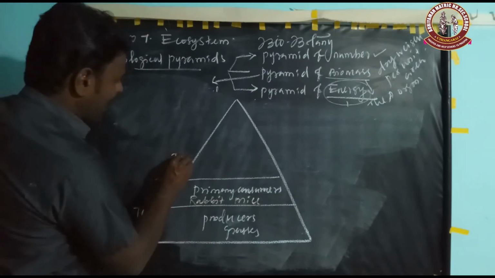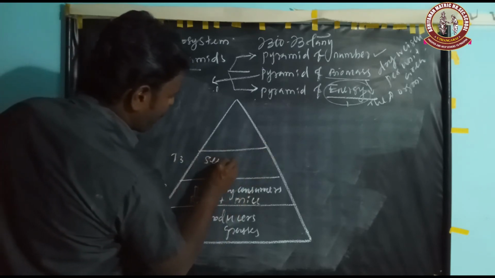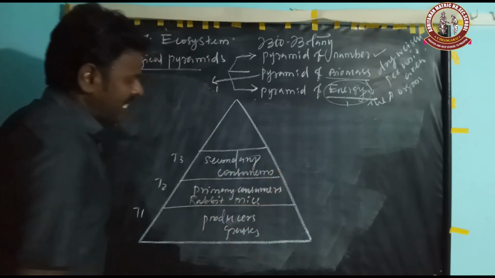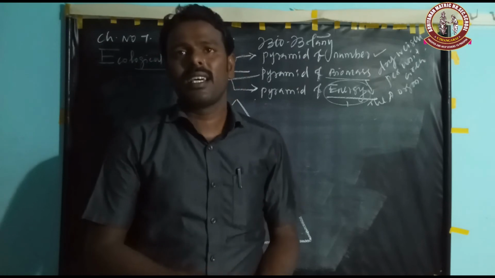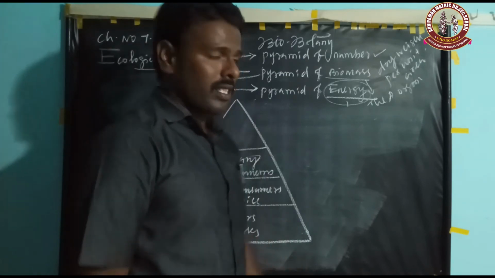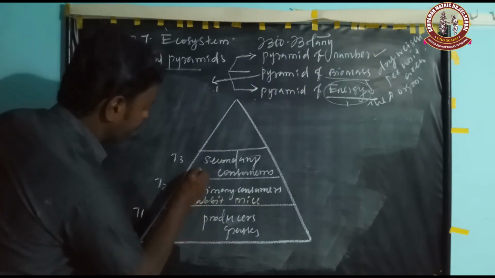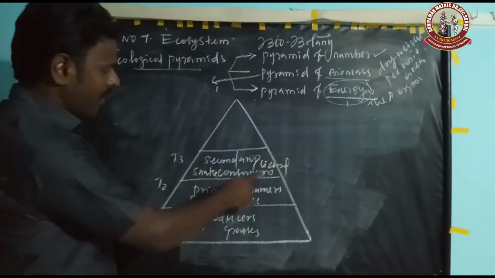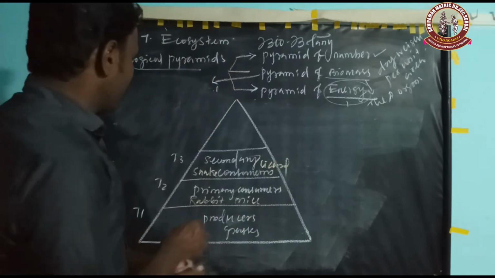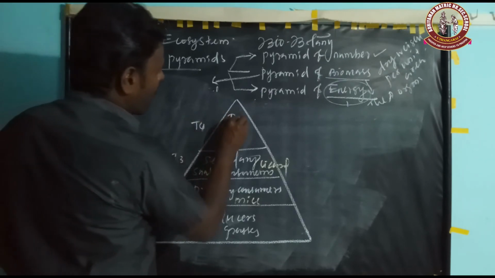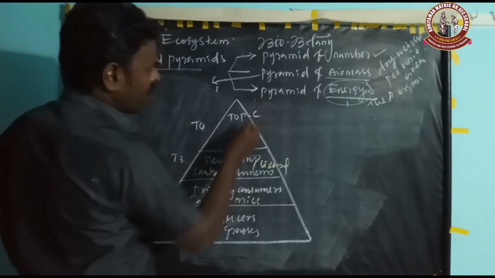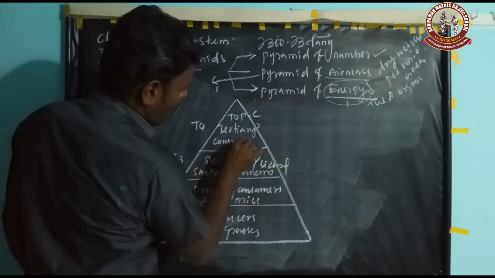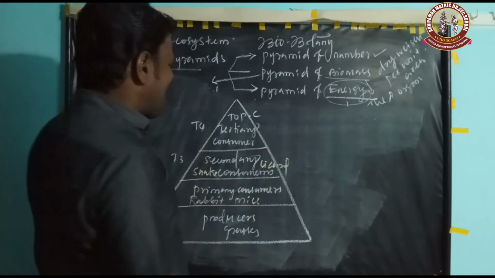And then trophic level 3 is the secondary consumer. The secondary consumers are otherwise known as carnivores, that are flesh eating animals. For example, snake, lizard and so on, that feed on the primary consumer. And then the final trophic level is top carnivore or tertiary consumer. So the tertiary consumer is a hawk.